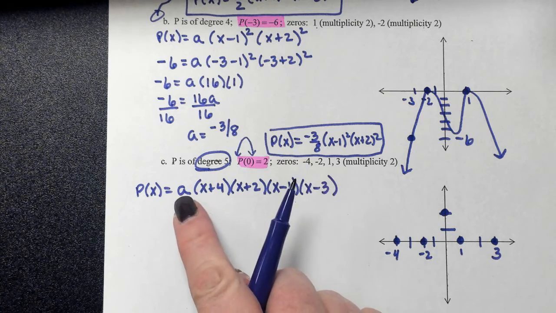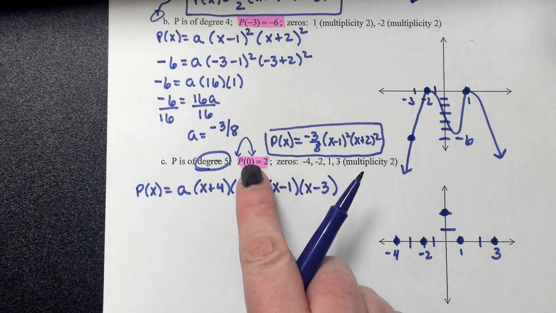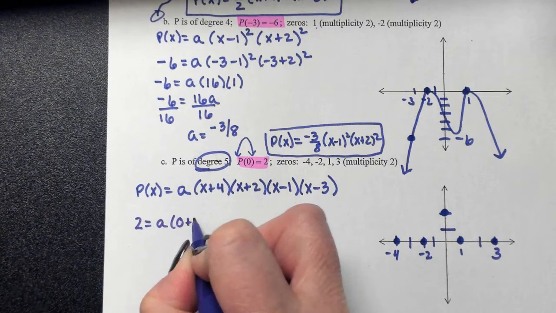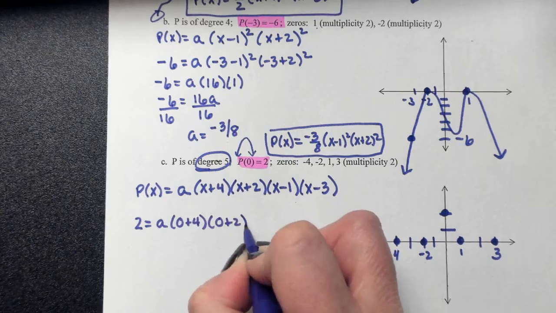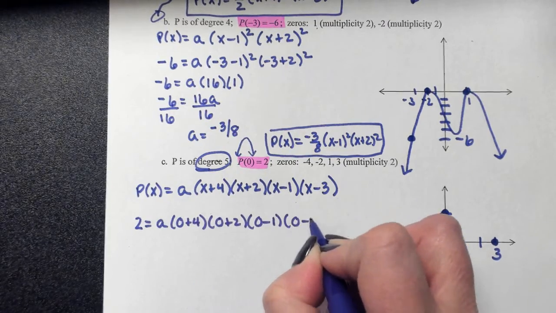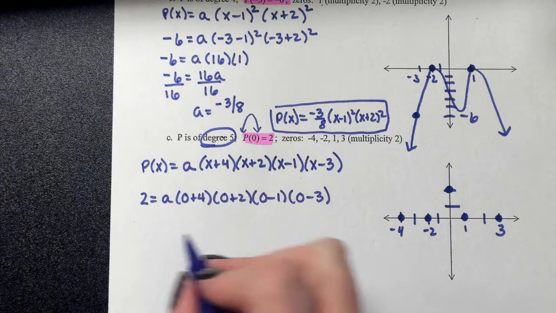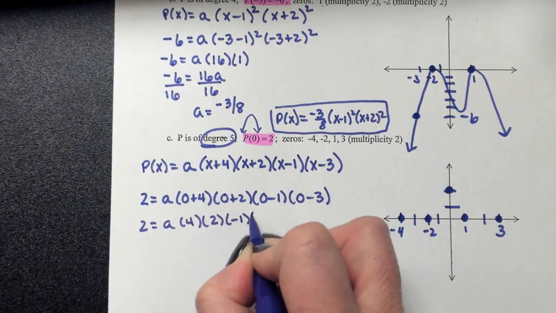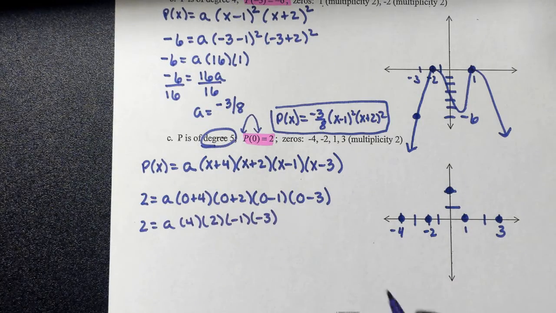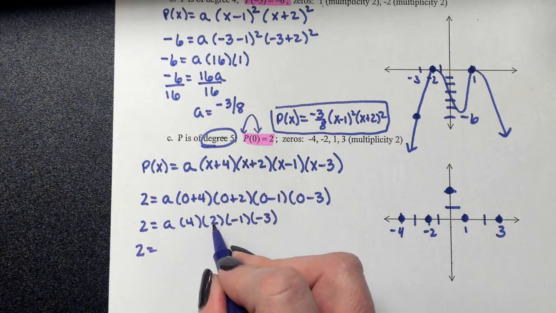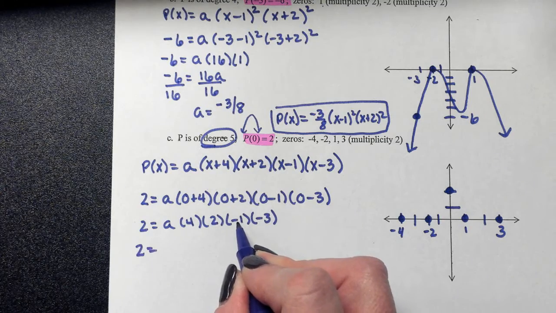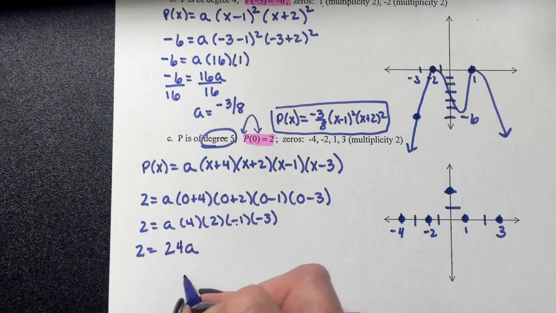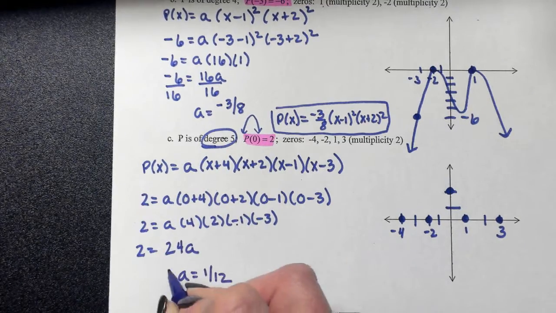So now to find the leading coefficient, I have to plug 0 in for x, 2 in for y. So 2 is equal to a times 0 plus 4 times 0 plus 2 times 0 minus 1 times 0 minus 3. So 2 is going to be equal to a times 4 times 2 times -1 times -3. So 4 times 2 is 8. 8 times -1 is -8. -8 times -3 is going to give me a positive 24, a. So a is going to be equal to 1/12.